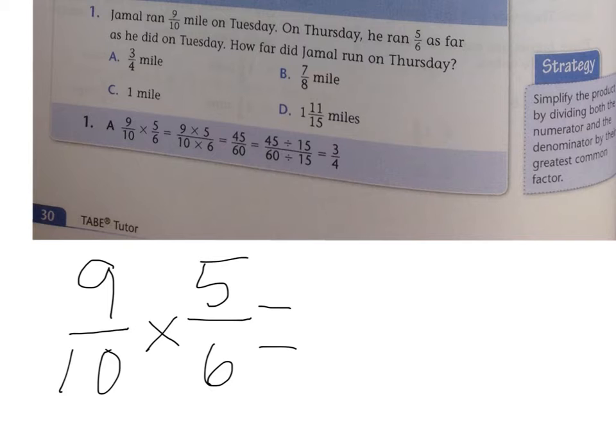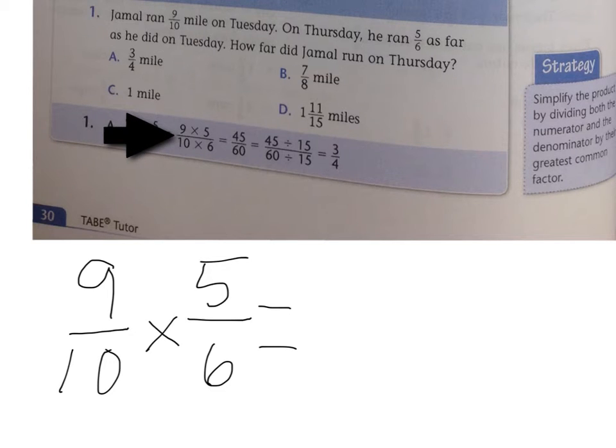Okay, let's look at the test example. It says number 1, Jamel ran 9/10 of a mile on Tuesday. On Thursday, he ran 5/6 as far as he did on Tuesday. How far did Jamel run on Thursday? So right here, it shows us in the example how to work it out. And it shows you that 9/10 times 5/6, you can just multiply it out.